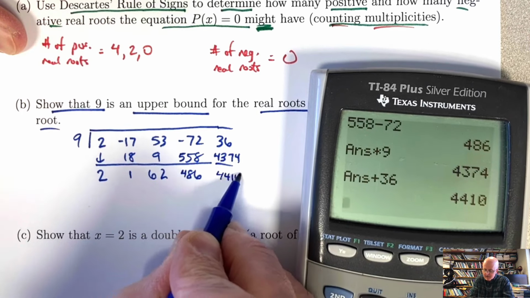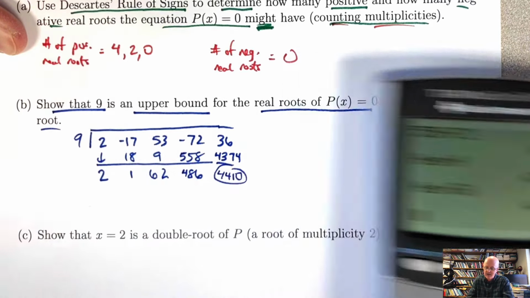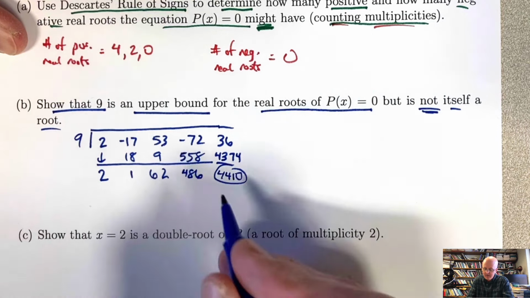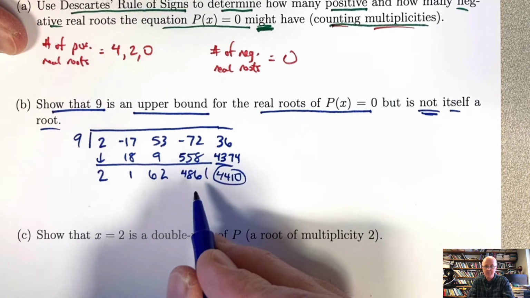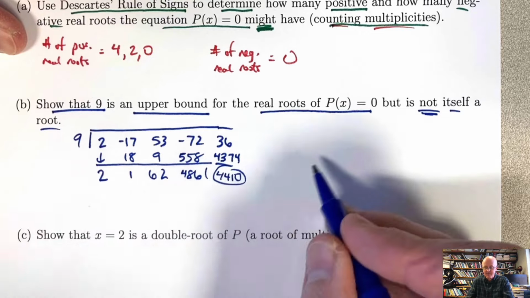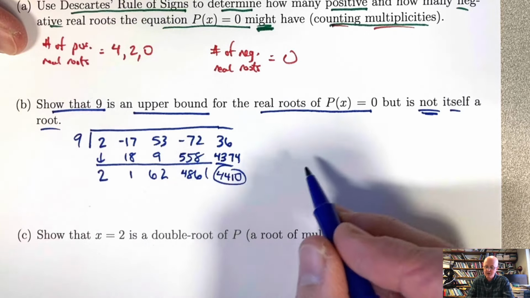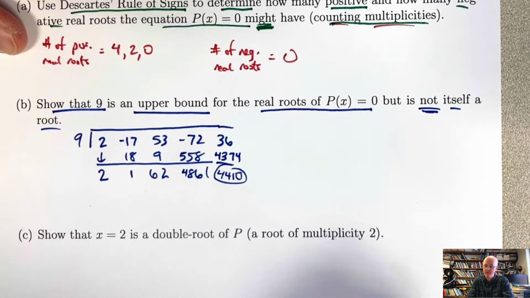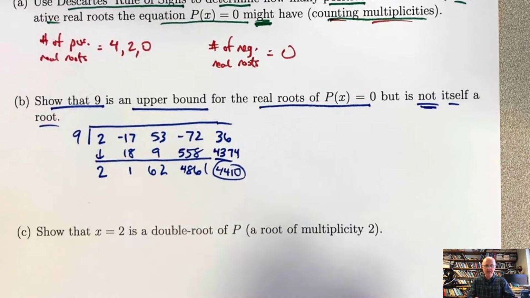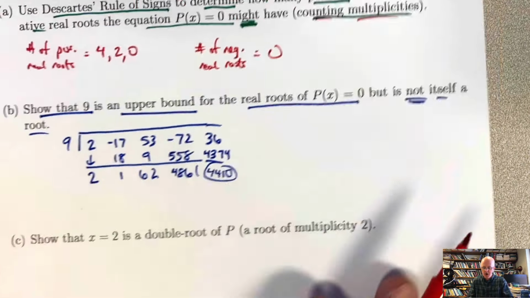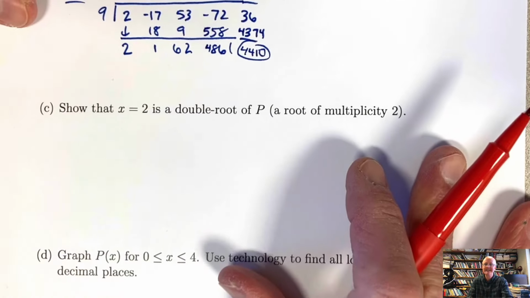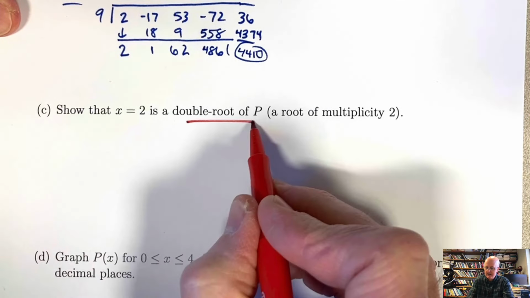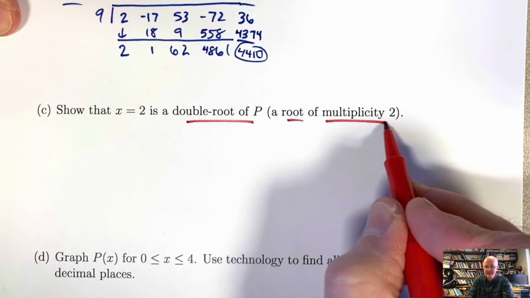The remainder theorem would say that's the function value at 9. But for us, it's important that all these numbers are positive. You could write it out in words now. This is enough to show that 9 is an upper bound for the real roots of p of x. In part C, we show that x equals 2 is a double root of p. In other words, a root of multiplicity 2.